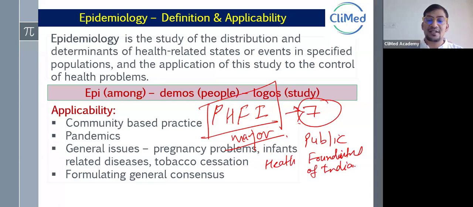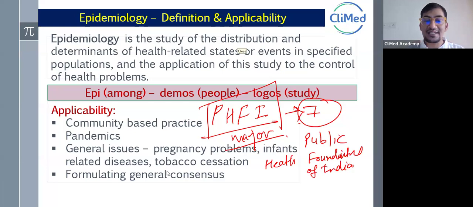PHFI, remember that. That's why I asked this question to you guys. I knew that you don't know this. PHFI is Public Health Foundation of India.